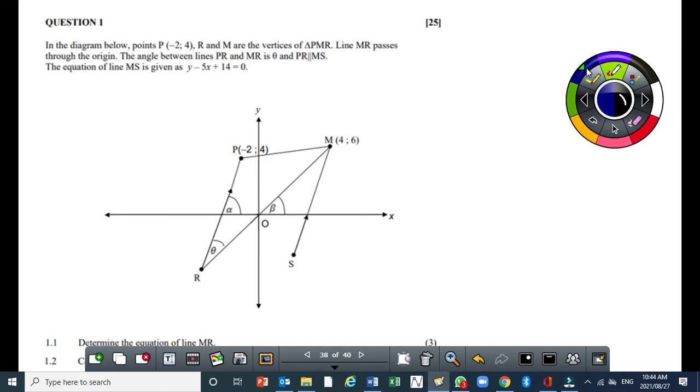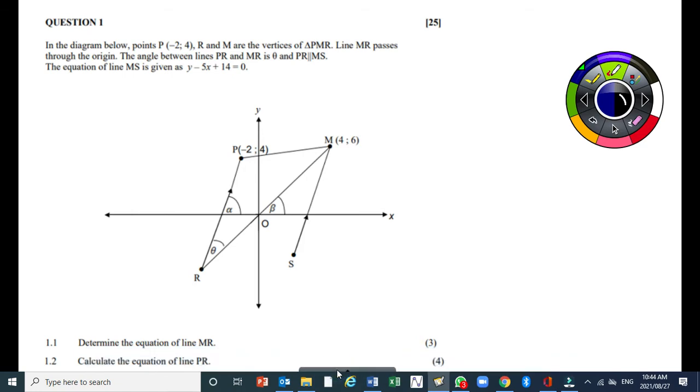Alright, so in this question here, the first thing you have to do is read the question, read the statements in the question, and then you make a decision from there. Once you read, you understand what's happening, then you decide how you are going to approach the question. So the first question was saying determine the equation of MR.